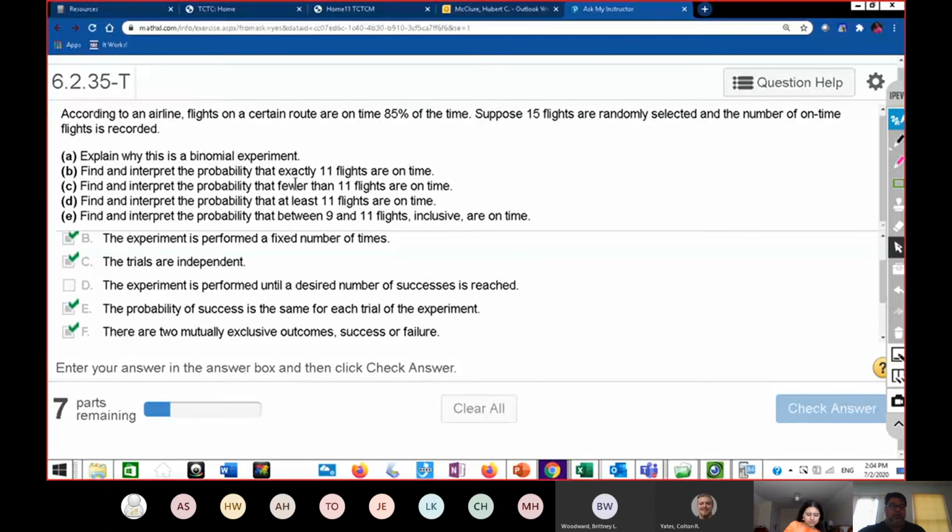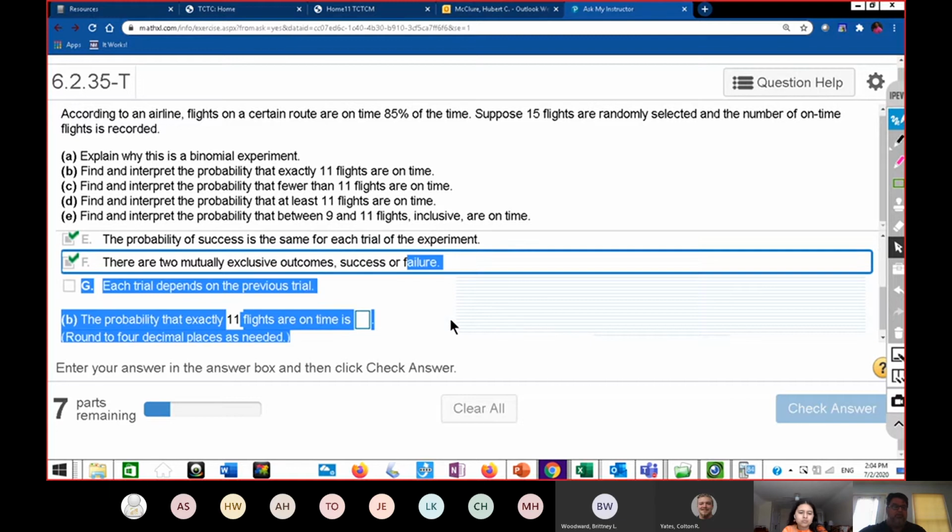Or you could say 11. Okay, in other words, it's not 11.2 and it's not 15.6. The trials are independent, meaning that one does not depend on the other. Okay, the probability of success is the same for each trial. If 5 people show up at the gate late, then they're late. It doesn't matter who they are, they're late. And there are 2 mutually exclusive outcomes: on time or late.